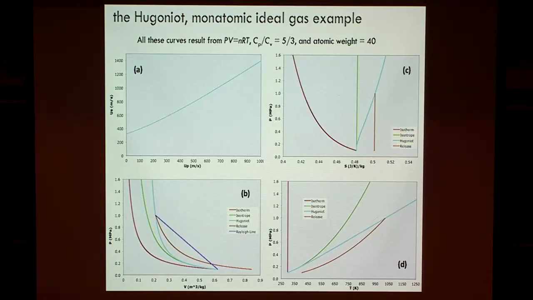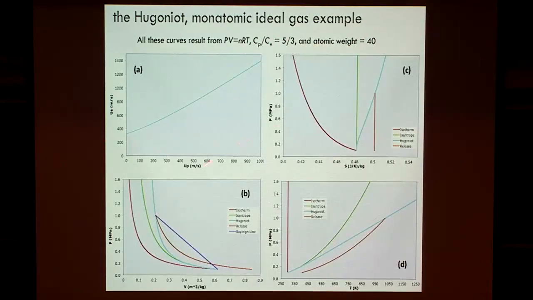All right, so let's simplify this with a perfectly analytical case where we can look at all of these different paths through thermodynamic space and calculate them exactly. And that's an ideal monatomic gas. The only facts that I know about this material and the only facts that I need are PV equals NRT, and the ratio of heat capacities is 5/3, which is true for monatomic ideal gases. This happens to be argon-40, which has an atomic weight of 40.